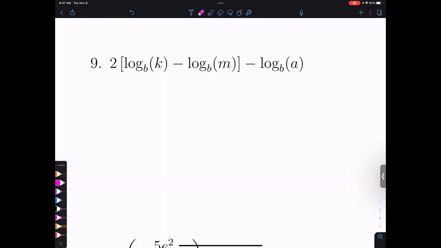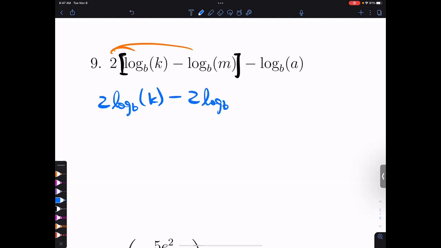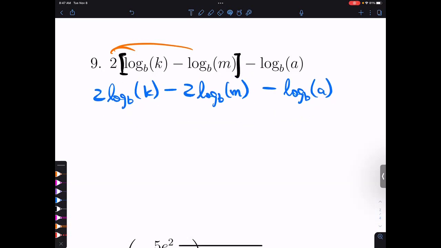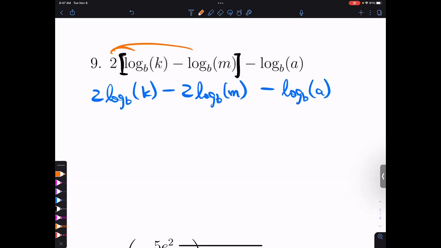So what I would start with is that because you got this 2 outside a big set of brackets, distribute that. So that's 2 times the log of K minus 2 times the log of M minus the log of A. I'm going to write out a whole bunch of steps here just so that we can follow along, but you'll probably get to the point where you can shorten this a little bit. These come in as exponents.